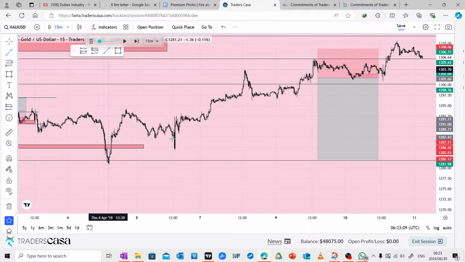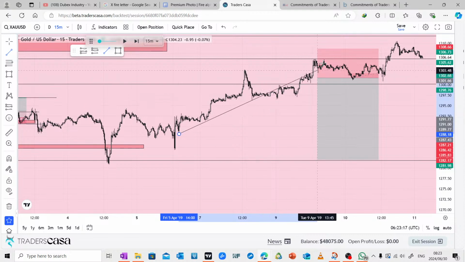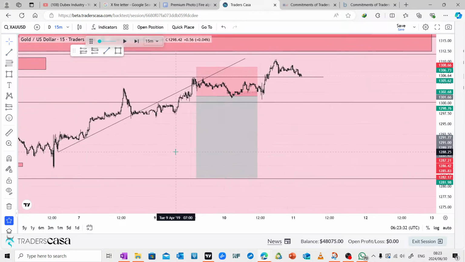But let's see, where this low, I'll take this one. Map it out to that one. Right there. So what I'm saying is we're in the sell side. And as much as I want to be, we're in the sell side.